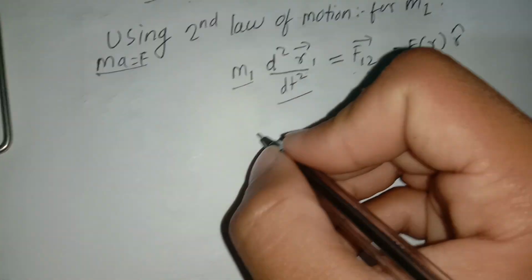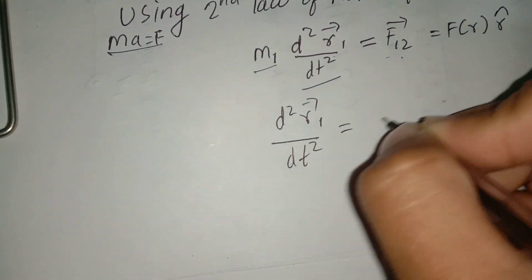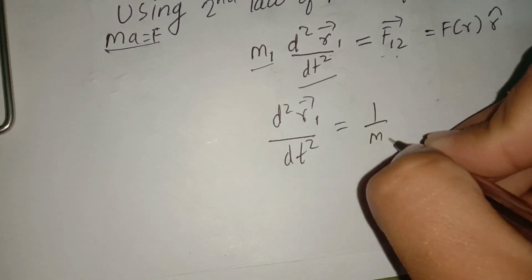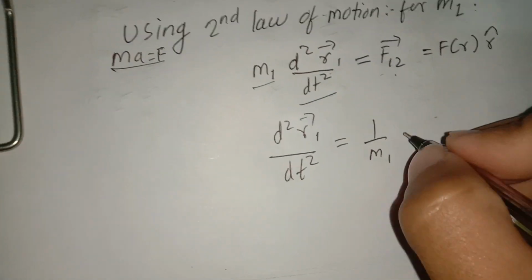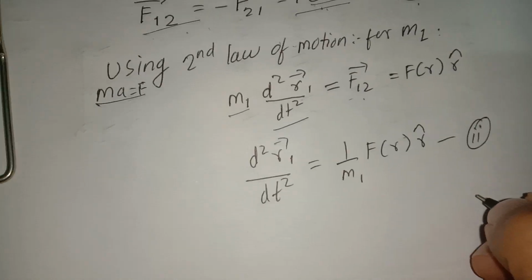Now we need to rearrange this a little bit. Now we will move on to this. So m1 goes to this, and we will be writing this as a central force. So this will be our equation second.